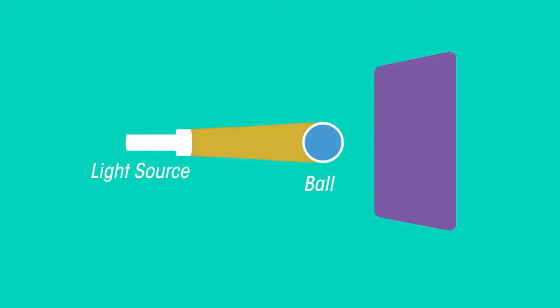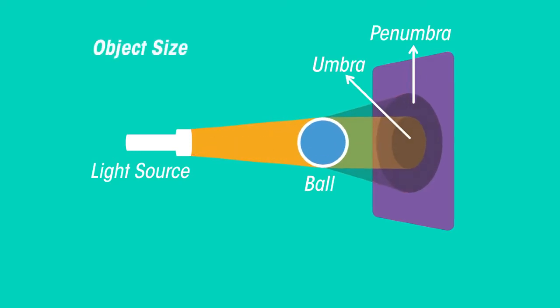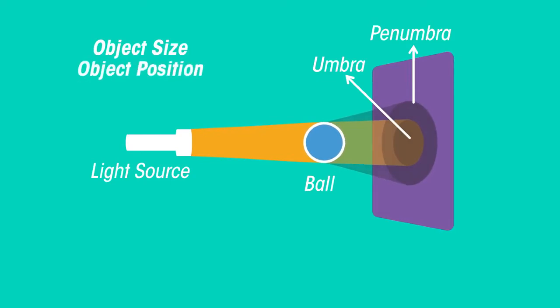Shadows have two regions within them, the umbra and the penumbra. The umbra of a shadow is in the centre and is the darkest part of the shadow. The penumbra is an extended part of the shadow that is slightly lighter than the umbra. The size of the umbra and penumbra depend on the size of the object, and also the position of the object relative to the light source.